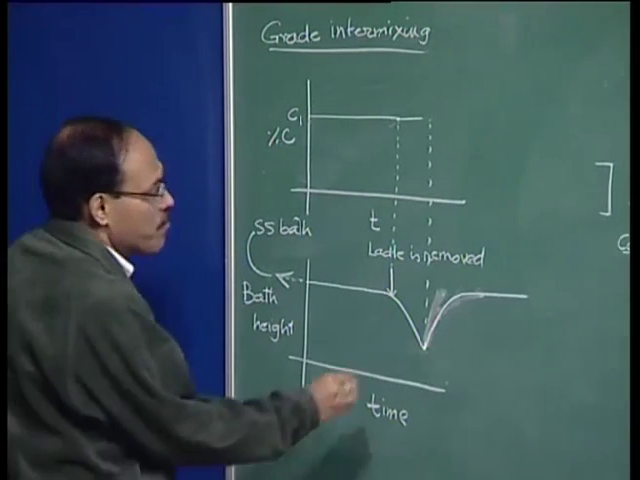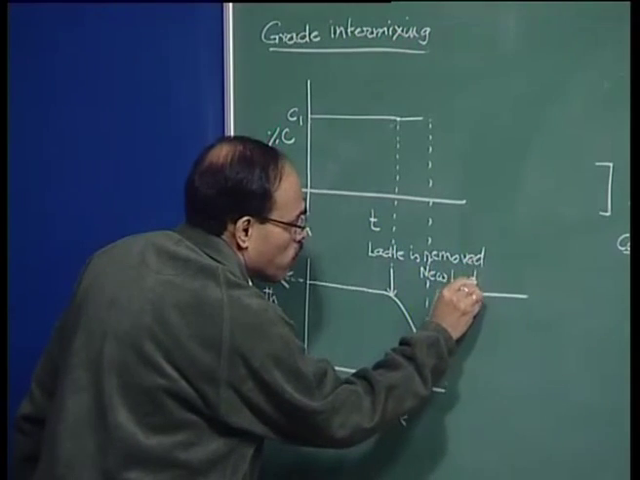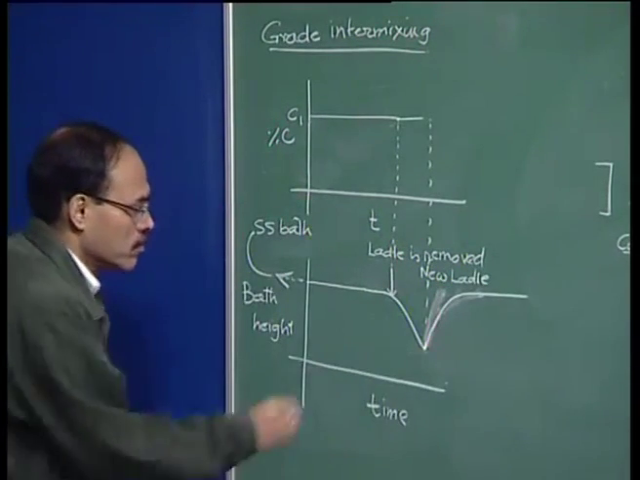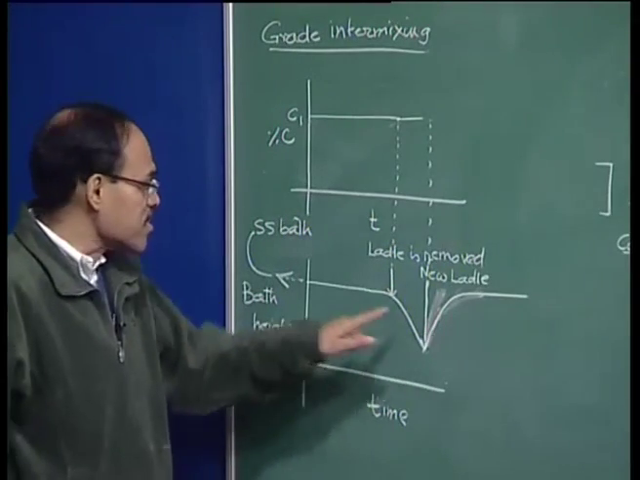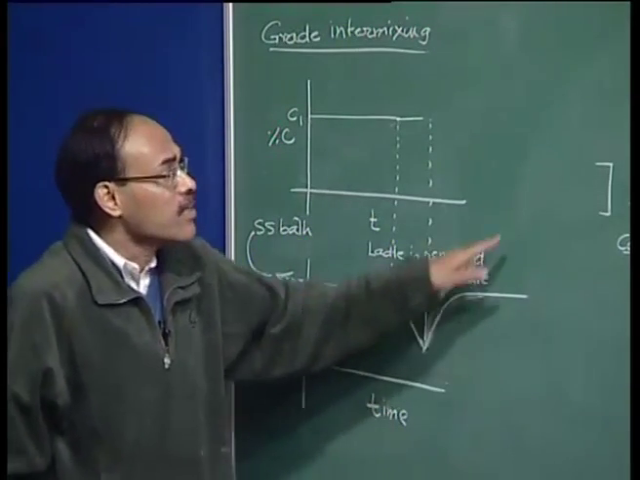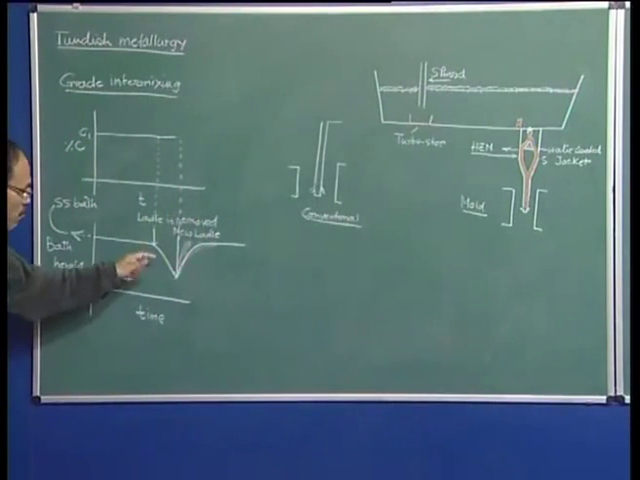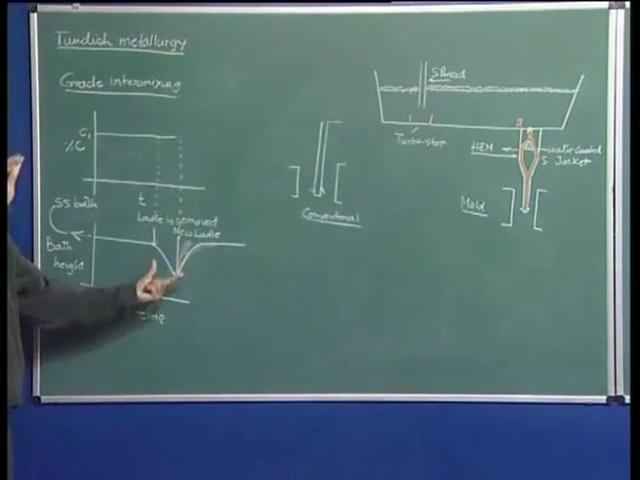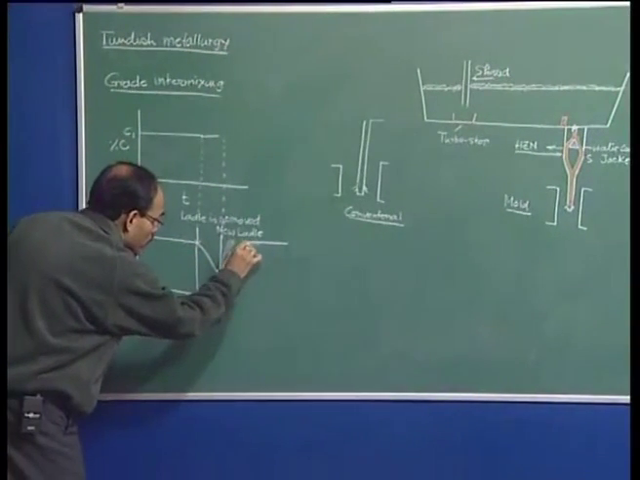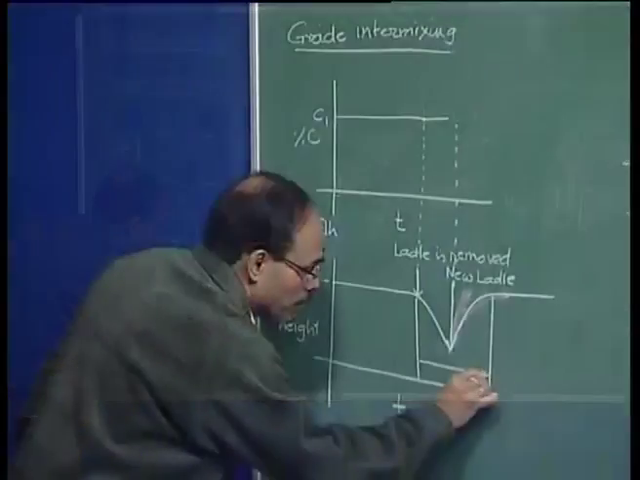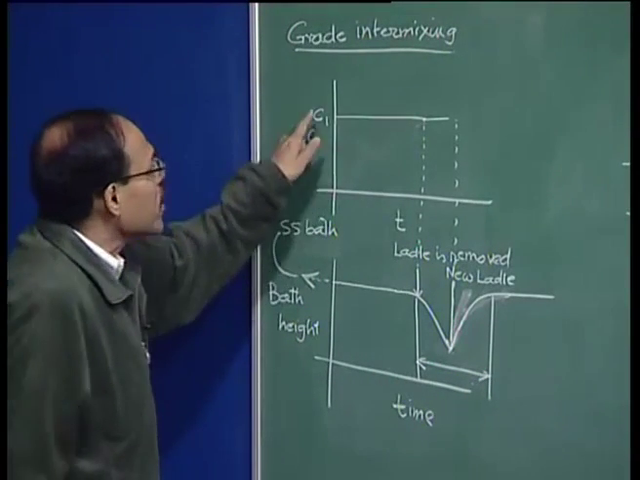So, this is the time I have brought in a new ladle. After I open the new ladle, the bath height increases, and then I bring it to the original level as is shown here. So, this is the time for which the bath is first decreasing and then increasing. The bath depth fluctuates from the steady state level. Now, look at the concentration here.